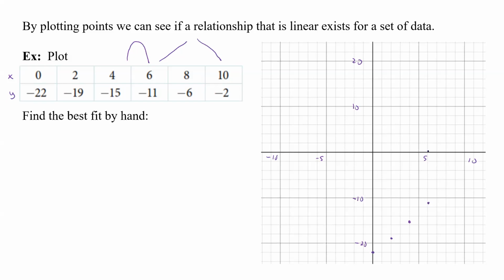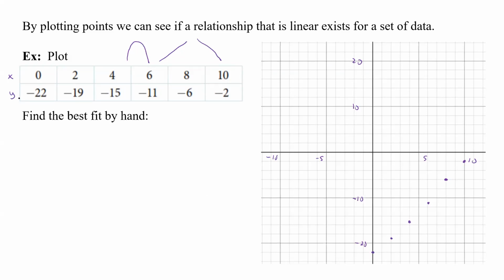And 8, negative 6, so that'd be 2, 4, 6, 8. And then we have 10, negative 2. That would be about there. And so now that we see this, that does look fairly linear, okay? And so that's one way we can see if there's a linear relationship existing.